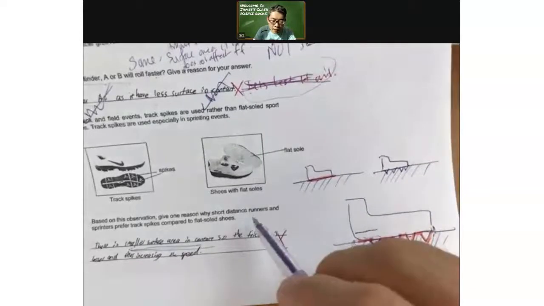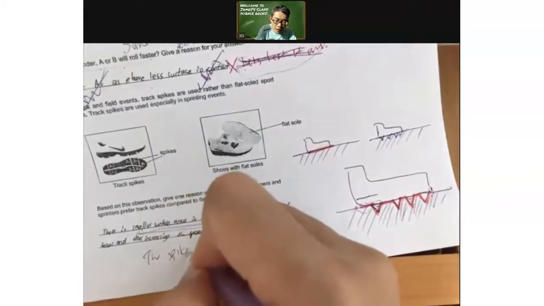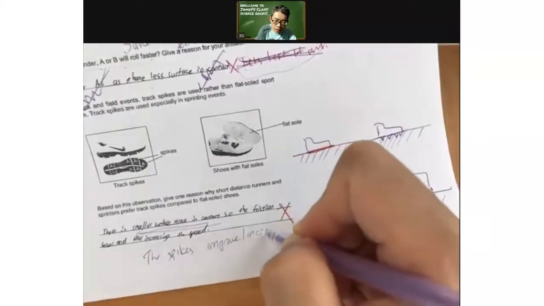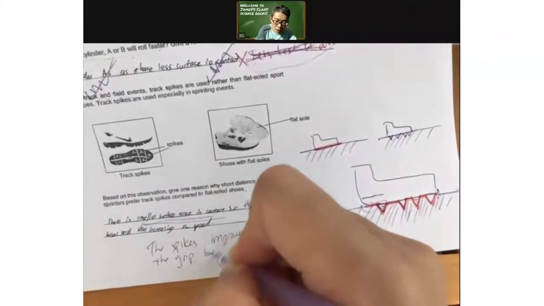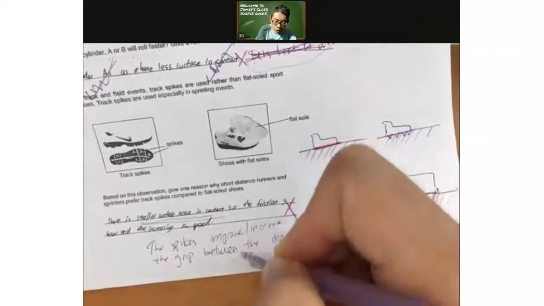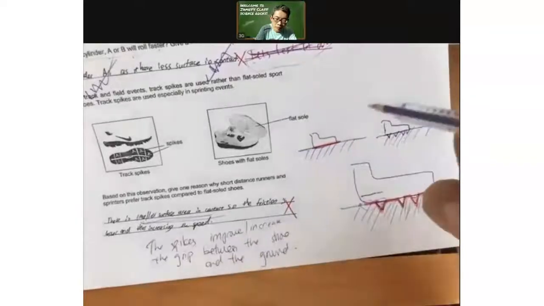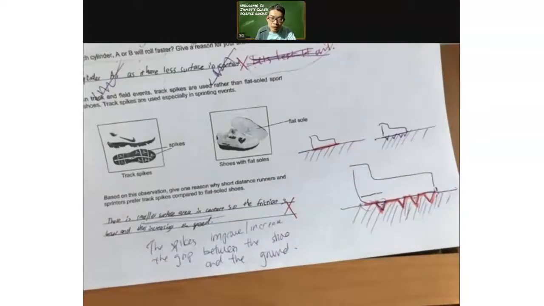So why do they have this? The spikes improve or increase the grip between the shoe and the ground. Okay, the spikes improve or increase the grip between the shoe and the ground.